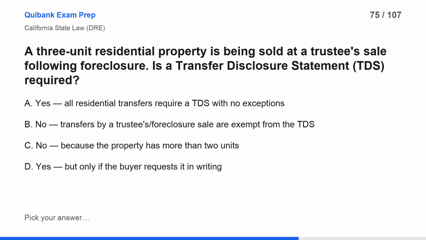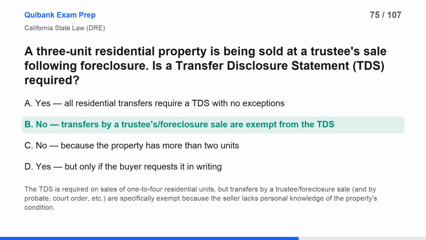Question 75. A 3-unit residential property is being sold at a trustee's sale following foreclosure. Is a transfer disclosure statement, TDS, required? A. Yes. All residential transfers require a TDS with no exceptions. B. No, transfers by a trustee's/foreclosure sale are exempt from the TDS. C. No, because the property has more than 2 units. D. Yes, but only if the buyer requests it in writing.